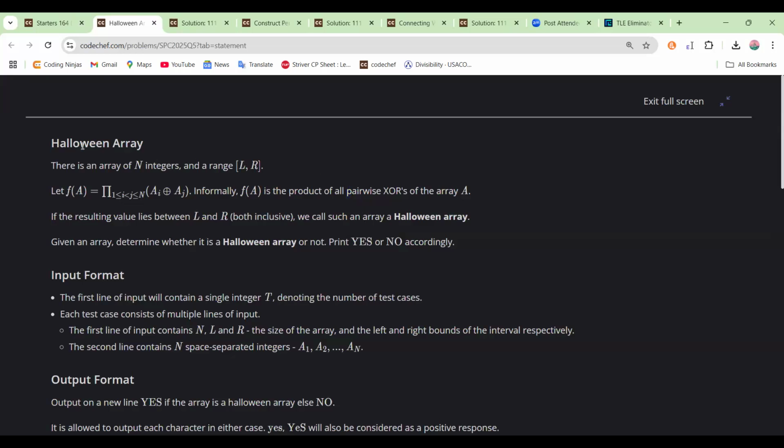Okay. So the next question is Halloween array. Let's go through the problem statement.